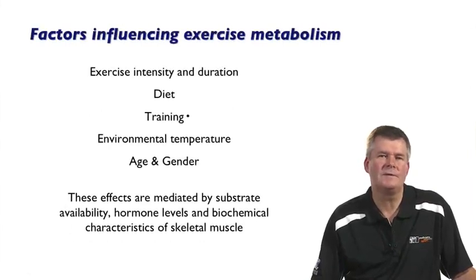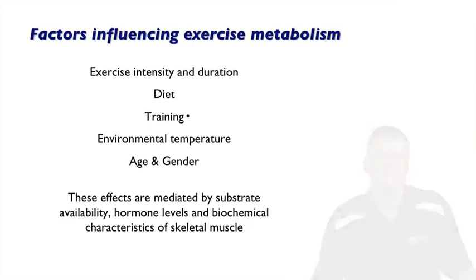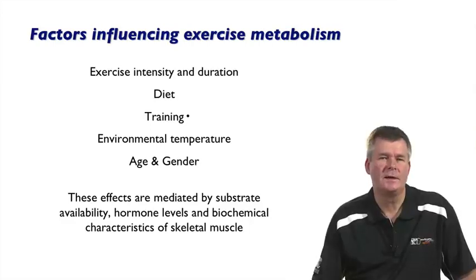As I said, the main factors influencing exercise metabolism are exercise intensity and duration. These can be influenced by the preceding diet. A high carbohydrate diet tends to promote the oxidation of carbohydrate, and a high fat diet appears to promote, or does promote, the oxidation of fat during exercise. An important adaptation to training is a reduction in carbohydrate utilization at a given power output after training. Increases in environmental temperature tend to increase the rate of carbohydrate use, and age and gender can also influence the relative contribution of carbohydrate and fat.